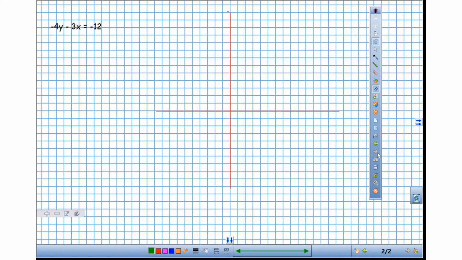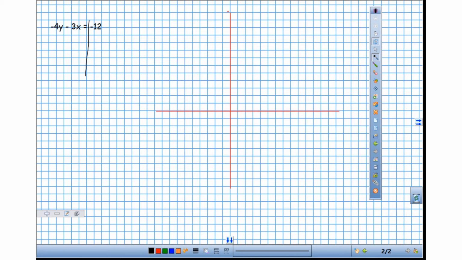Alright, so we have negative 4y minus 3x equals negative 12. This is a little different setup, but it's very similar to the same thing that we've done. If you look, y is located on the left, so what we've got to do is get rid of that x, okay? We don't want to move the y. We want to keep the y where it's at.